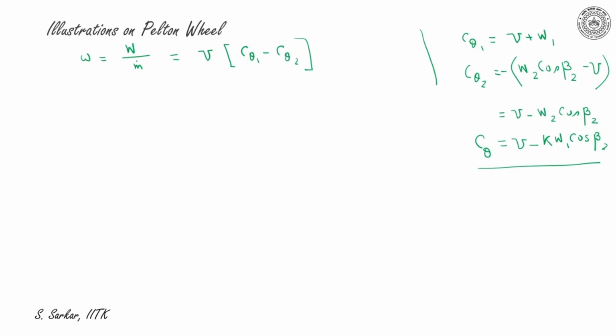Put the value of c theta 1 and c theta 2 in this expression, and I get small w is equal to 1 plus K cos beta 2. I have taken W1 as common into U.